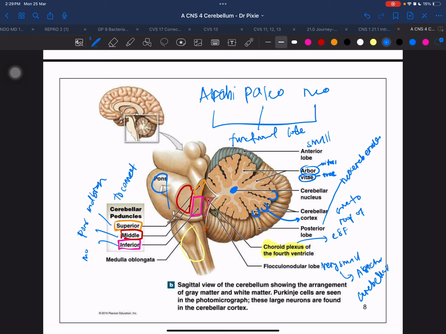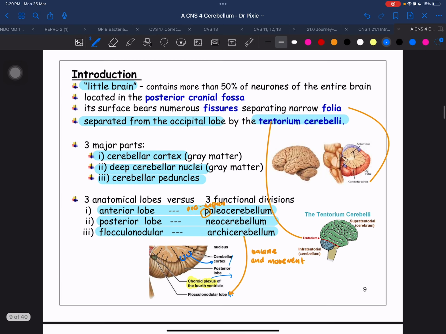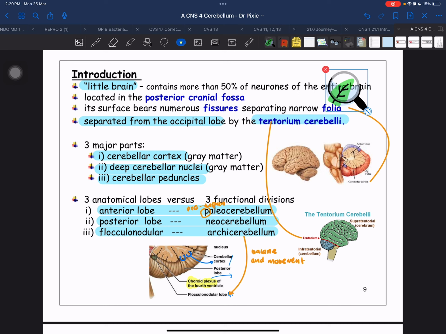Now, this is your cerebellum. It has 3 lobes. Our exam question is, name the 3 anatomical lobes and name the 3 functional lobes. Again, anatomy is anatomy, functional is functional. Now we are seeing the anterior lobe, posterior lobe, flocculonodular lobe. But when you look at the function, it's really fun. Anterior lobe is paleocerebellum. Flocculonodular is archi. So remember Paleolithic, Neolithic? For your history subject. Posterior lobe is neo. What does that mean? Let me tell you.